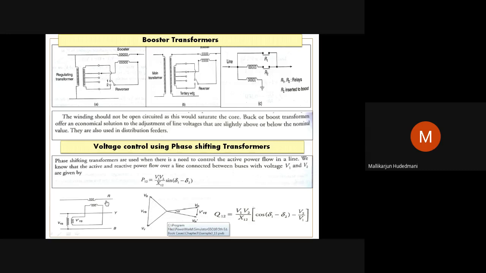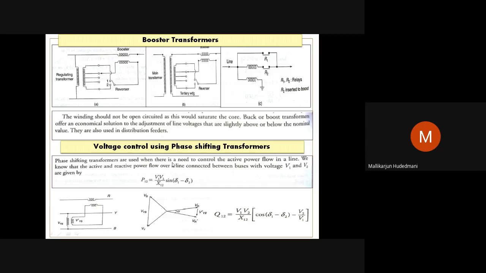I am speaking about these line voltages. So what is that compensation, shifting in phase, you are doing? That we need to understand. For that, we know that whenever power transfer takes place from bus 1 to bus 2 through a transmission section, active power transfer is given by P12 = V1 V2 / X12 sine of the angle difference between bus 1 voltage and bus 2 voltage, like delta 1 minus delta 2. This is the active power transfer.